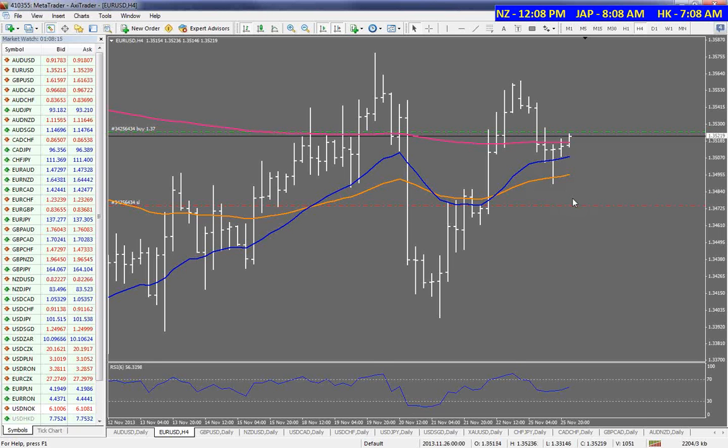Jeez, the spread is wide on this thing. What is that? 2.1 to 3 pip spread. That's bullshit. AxiTrader.